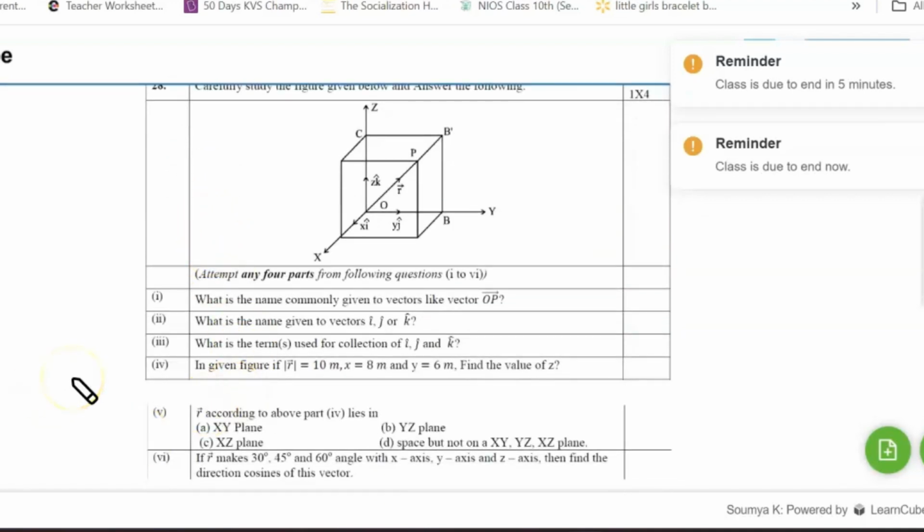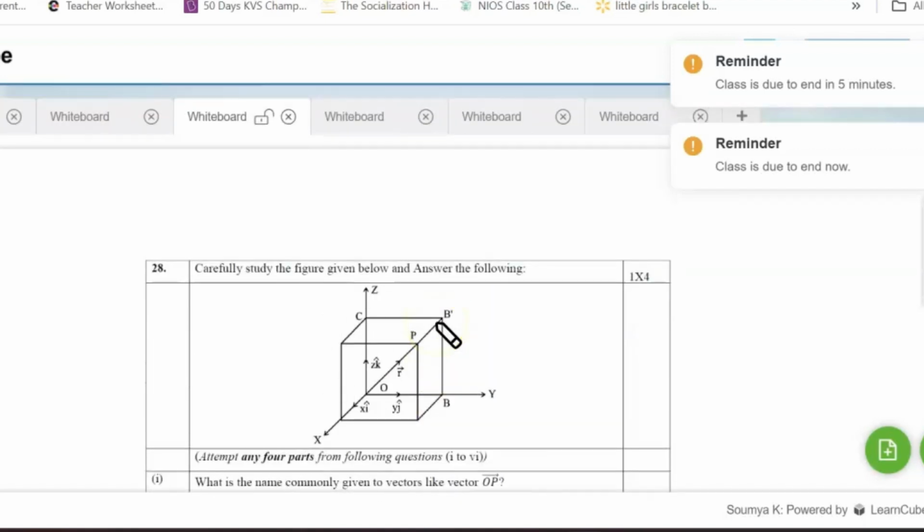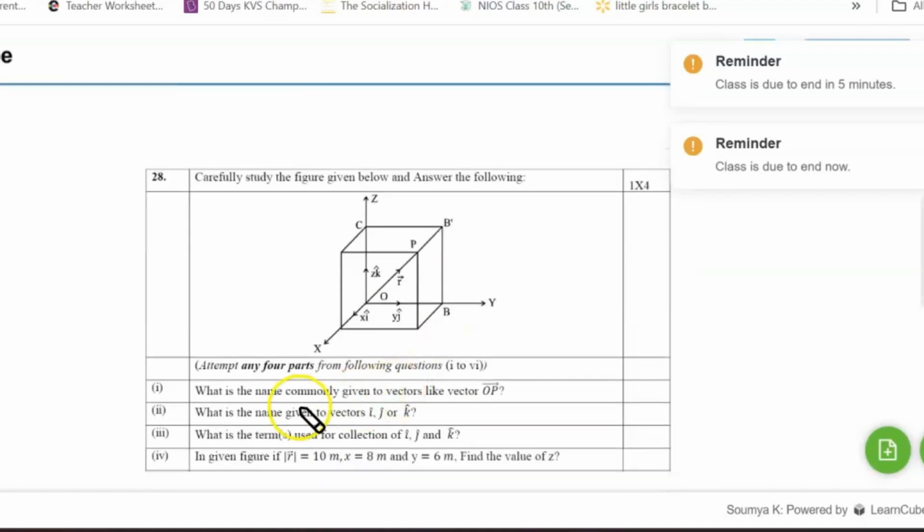Next one is, what is the name given to the OP vector? Here a figure is given to you where all the markings are done. What can you call this vector from O to P? We can say it is the position vector. Okay, position vector starting at the origin.